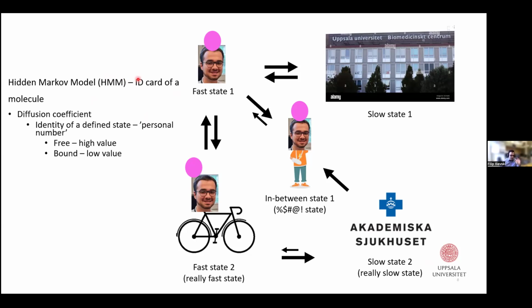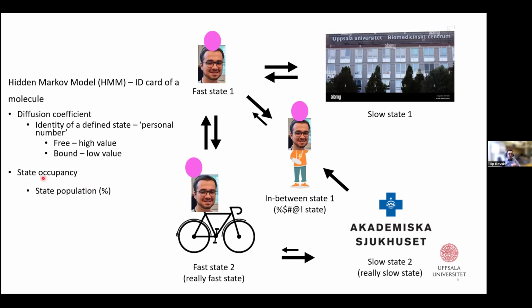That being said, we're looking at three crucial parameters. The first is the diffusion coefficient, which is something quite unique to each of these states, and you can sort of think of it as a personal number. When a molecule is freely moving around, it has quite a high value. When a molecule is bound to something or kind of stuck, like I was with the cast, it has a very low value.